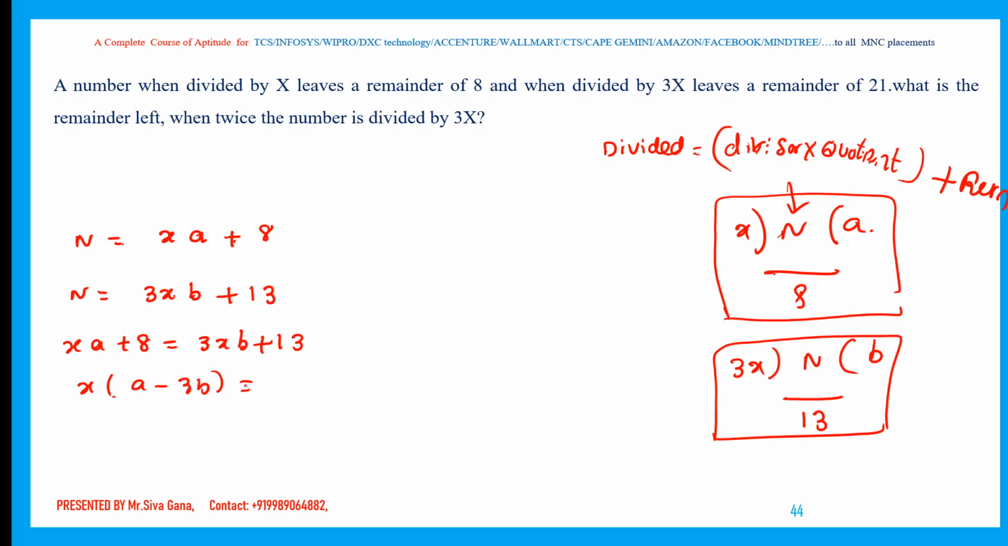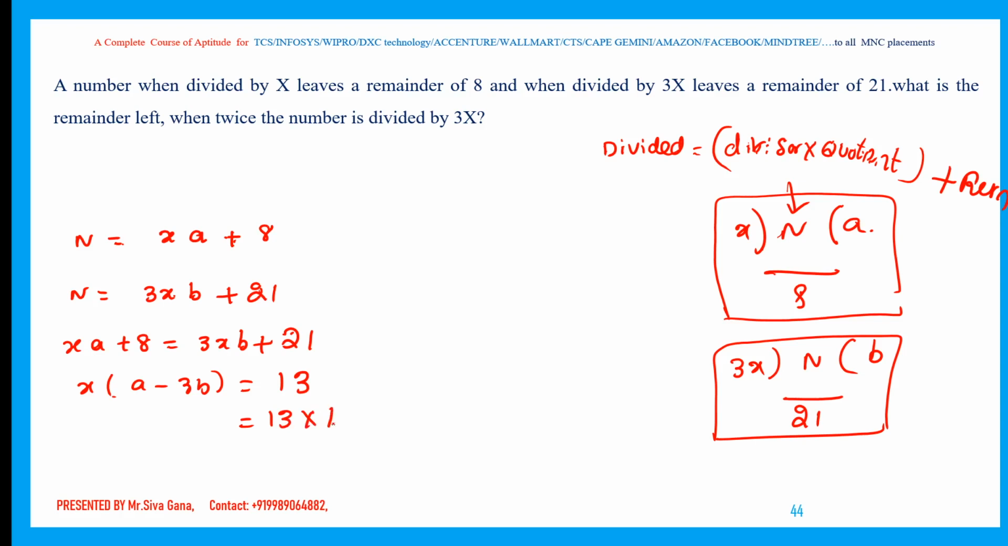Remainder is not 13, remainder is 21. Sorry, 21 minus 8, I just wrote it wrong, sorry. Remainder is 21. Right? 21 minus 8 is nothing but 13. Okay. 13 is a prime number, so we can break only in this fashion.